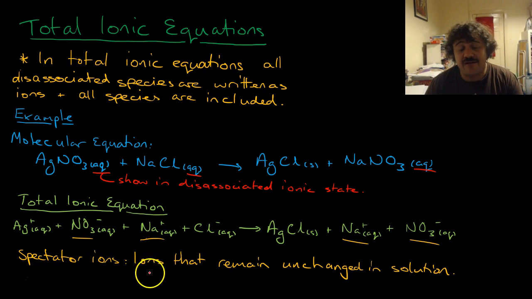A spectator ion is an ion that remains unchanged in solution. It's pretty much the same on this side as it is on that side. It's called a spectator ion because it's not doing anything. It's not changing at all. It's just sitting there as it was before. So nitrate aqueous, nitrate aqueous. Sodium aqueous, sodium aqueous. They did not change. They are spectator ions.